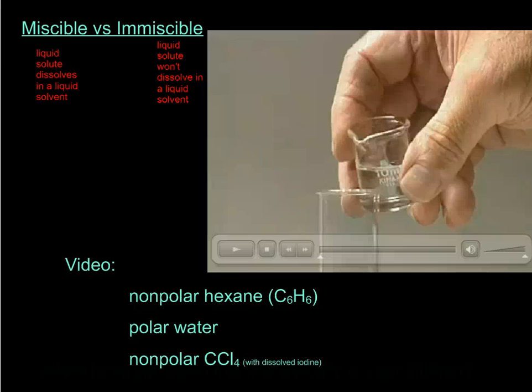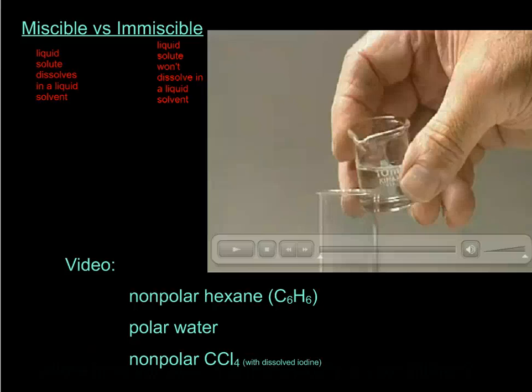A couple other terms, miscible versus immiscible. Typically these words are used to describe when two liquids are dissolving in one another. So you have a liquid solute and you have a liquid solvent. Miscible is when the liquid solute dissolves in a liquid solvent, but immiscible is when the liquid solute won't dissolve in a liquid solvent.